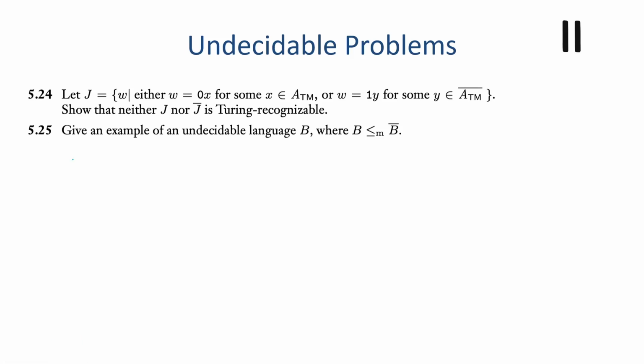5.25. Give an example of an undecidable language where B is reducible to B complement. Right away, when they say this, we have to give an undecidable language, that's fair, where B is reducible to B complement. Why does that work or not work? What's the hint of my language? Obviously, it's undecidable, but can one of them be recognizable or not? Maybe.